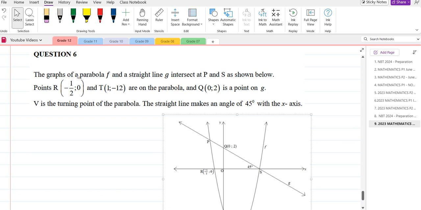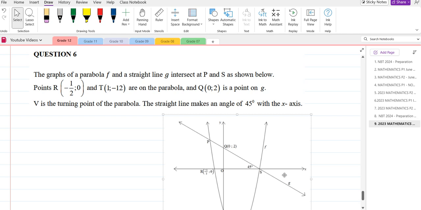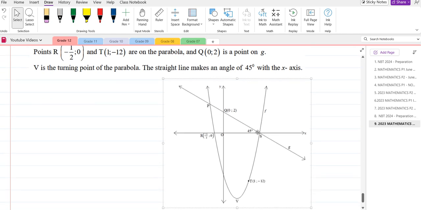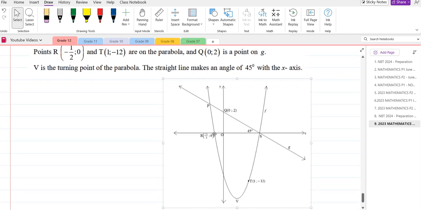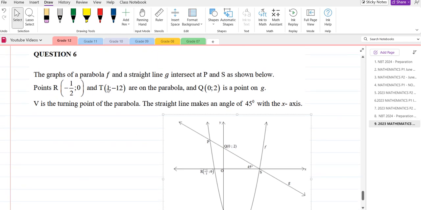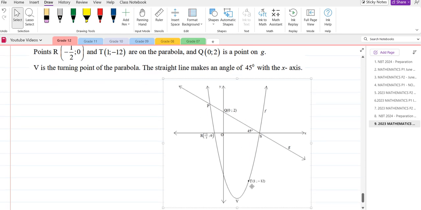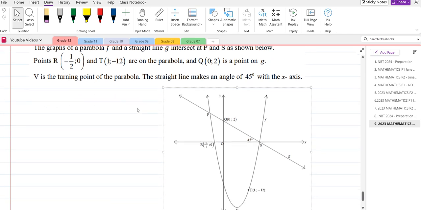The graphs of the parabola f and g, which is a straight line, intersect at P and S. So you have points of intersection at P and S as shown below. The point R is negative half, 0, on the parabola, so that's the x-intercept, lying on the floor, there's no height. T, which is 1 and negative 12, is just a point on the parabola. And Q, which is 0 and 2, is a point on the straight line, which is the y-intercept. V is the turning point of the parabola.